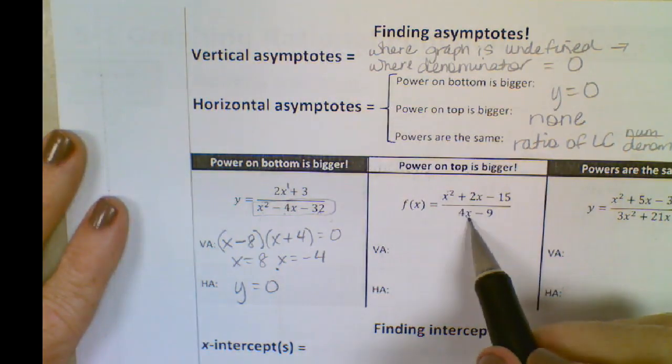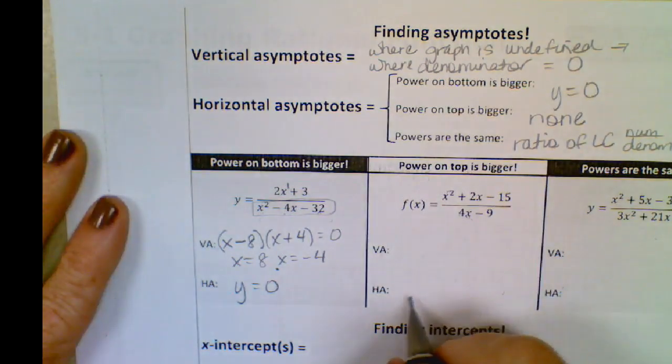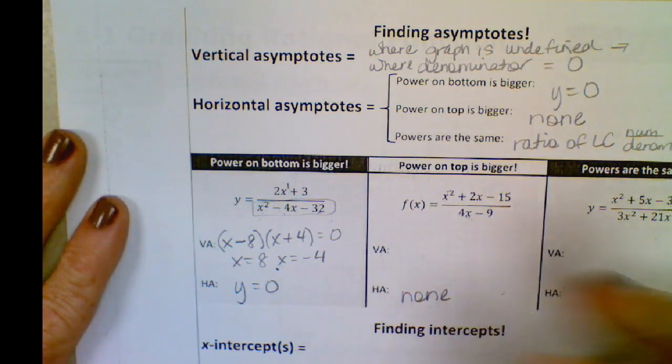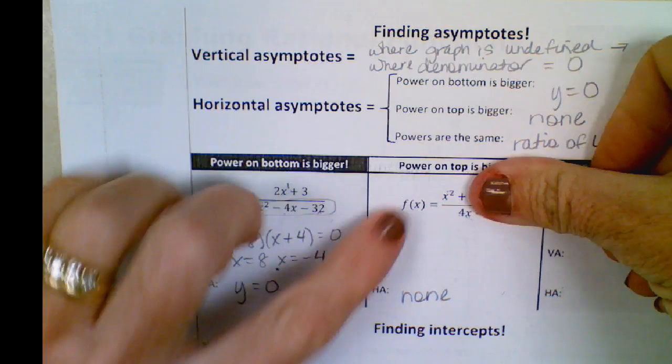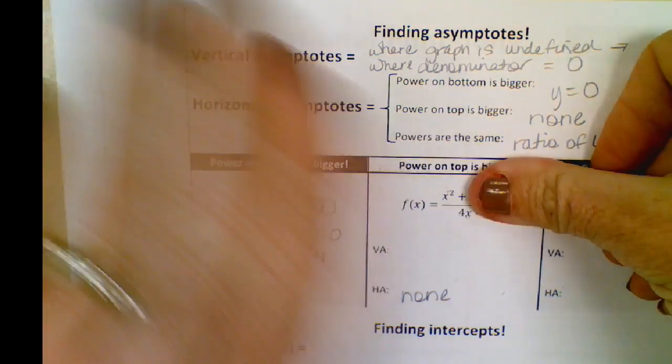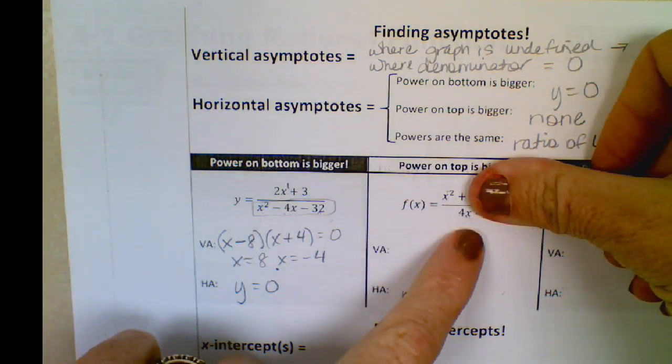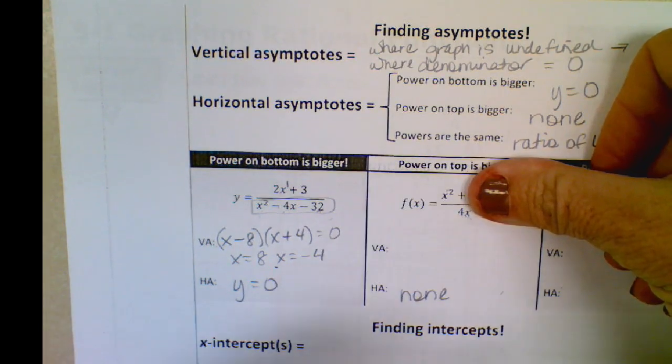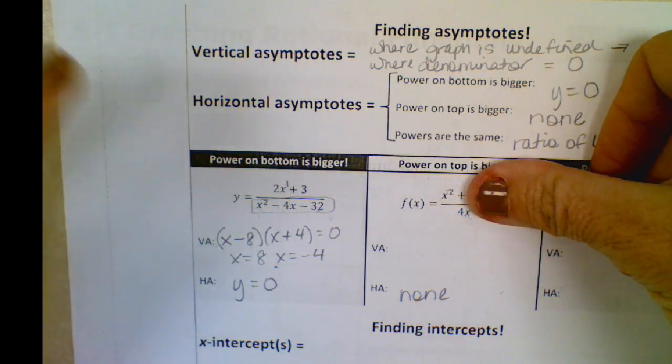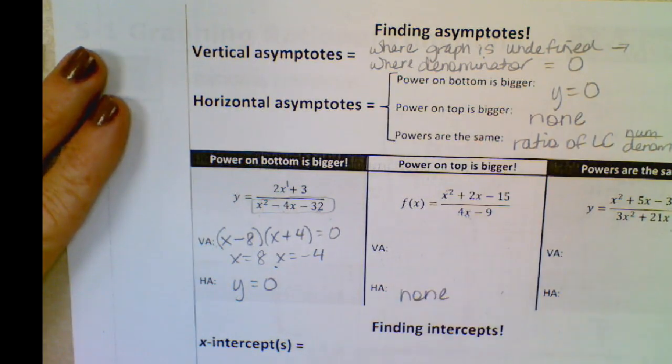Okay, the power on top is bigger. There's not going to be any horizontal asymptote. And really the reason for that is that if I divided x squared by x, you take all the other numbers out of it. X squared divided by x would give me x, which is in itself its own function. That would just be a linear function. So there's no place where that function doesn't work. So there's not going to be a horizontal asymptote.